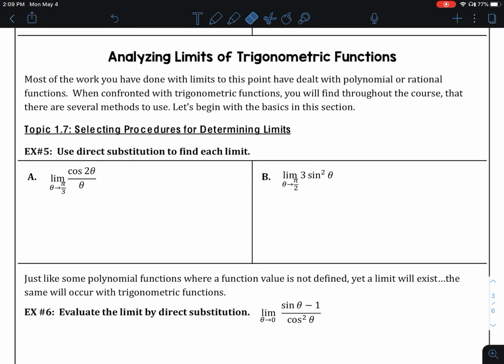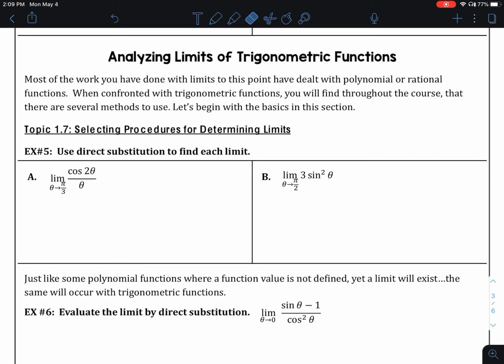Today we're going to finish discussing lesson 1.5, limits of transcendental functions. Trigonometric functions are also considered transcendental for the same reason. They transcend regular polynomials or rational functions.